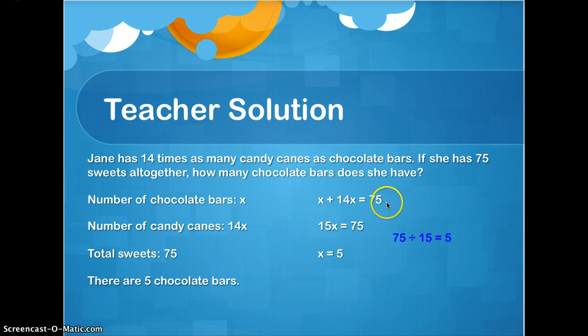On the right, we have the problem. X plus 14x equals 75. We then add 14x plus x is 15x equals 75. We then divide 75 by 15 and get 5. There are 5 chocolate bars.